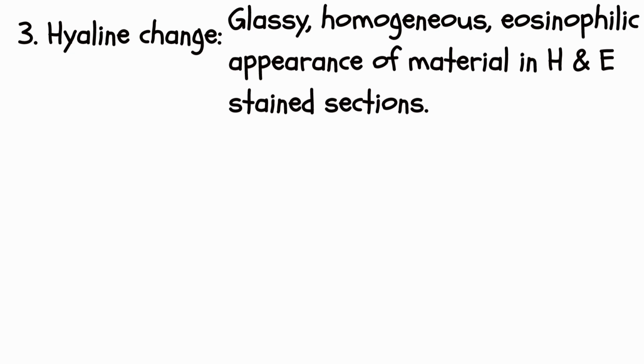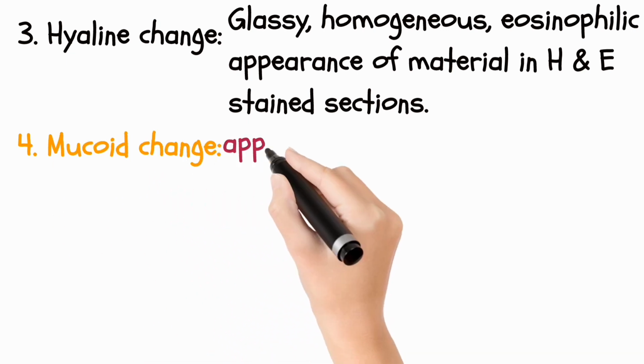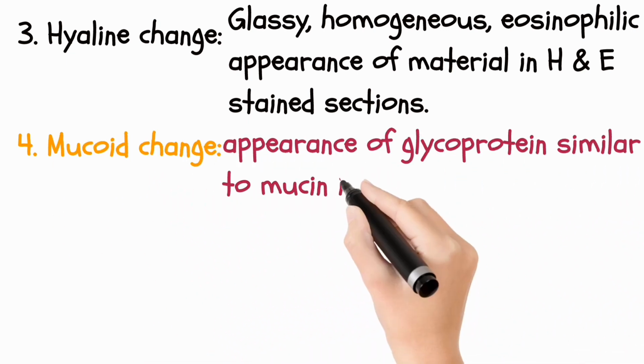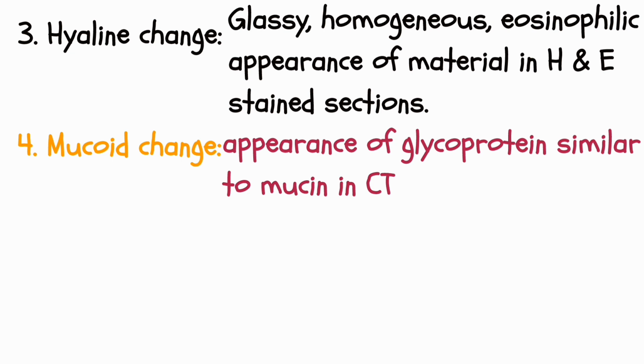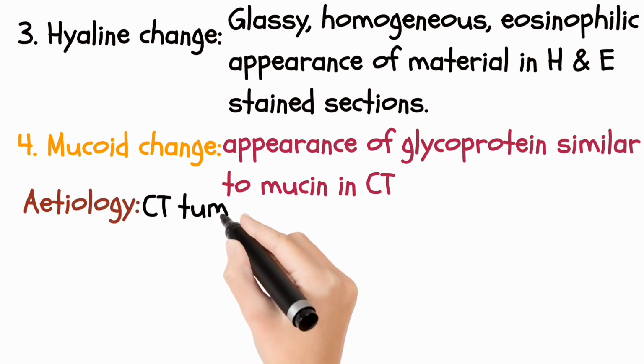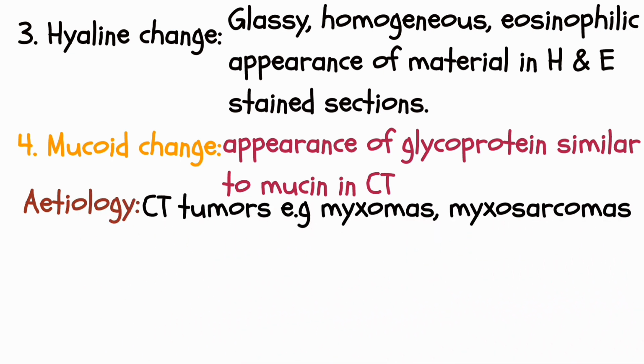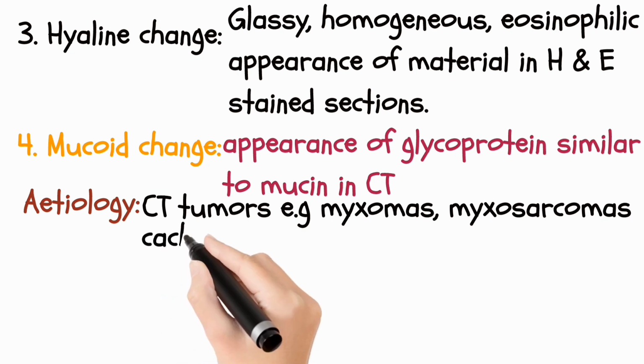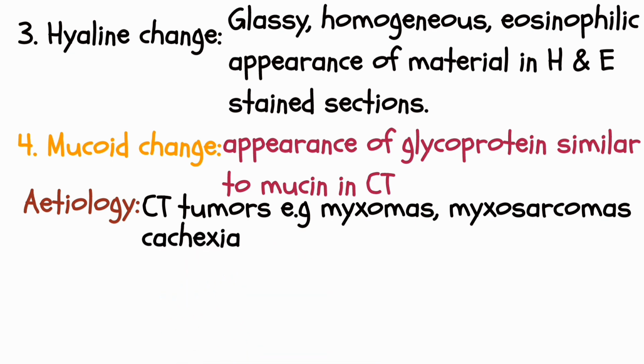So the last morphologic form that I'll be talking about is the mucoid change. This is the appearance of glycoprotein that is similar to mucin in connective tissues. Etiology. Some of the causes of mucoid change include connective tissue tumors known as myxomas and myxosarcomas. Mucoid change also occurs in cachectic animals as a result of starvation, parasitism, or chronic debilitating disease.